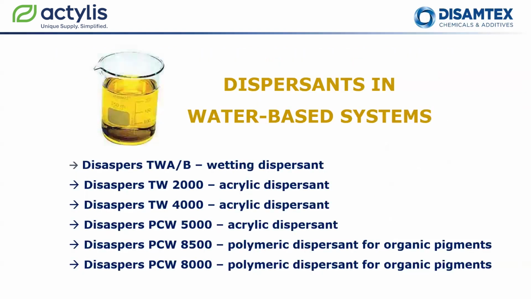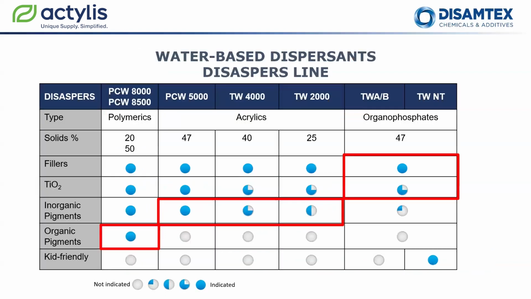These are for water-based systems. I tell you the most popular one is currently PCW 8500. Again, a subdivision of Disamtex products according to what the dispersants are usually for and their chemical nature basis, highlighting how they perform best.